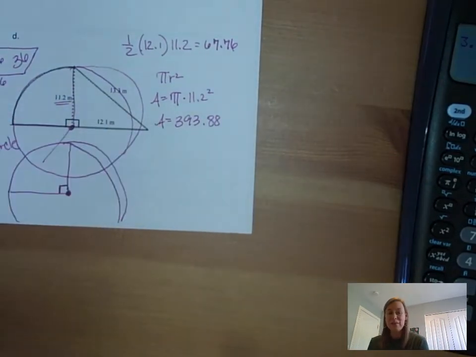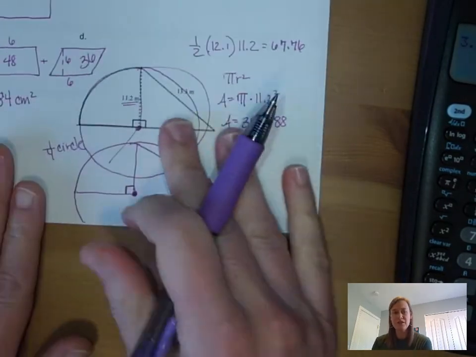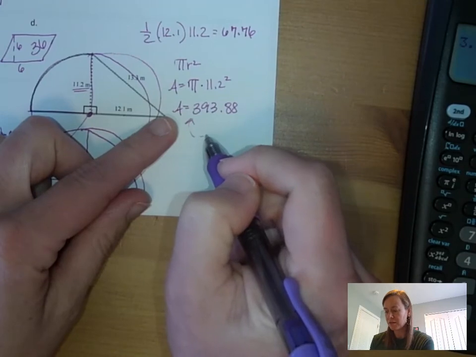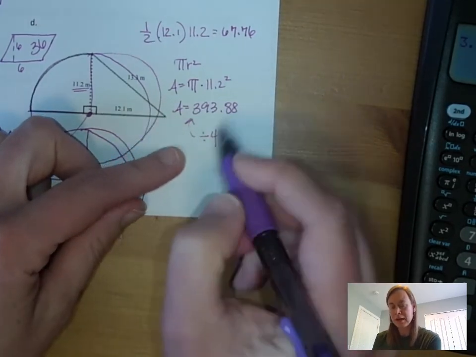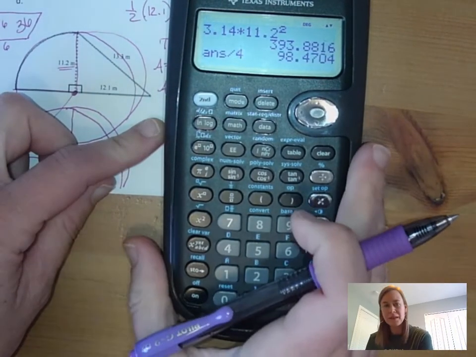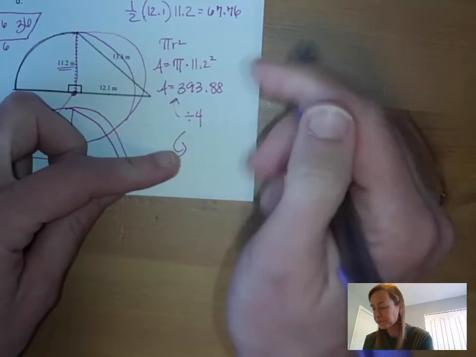Okay, now that's the area for the whole circle, but is it a whole circle? No, it's a fourth of a circle, 1/4. So we're going to take this and divide it by what? We're going to divide it by 4, and that's going to give us, I don't know what, some number. Let's figure it out. 98.47.